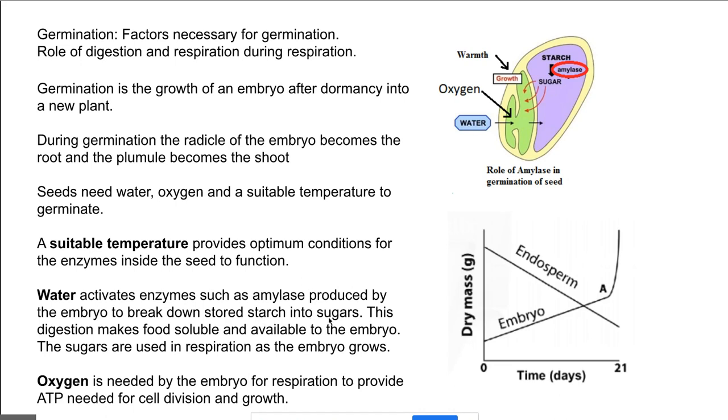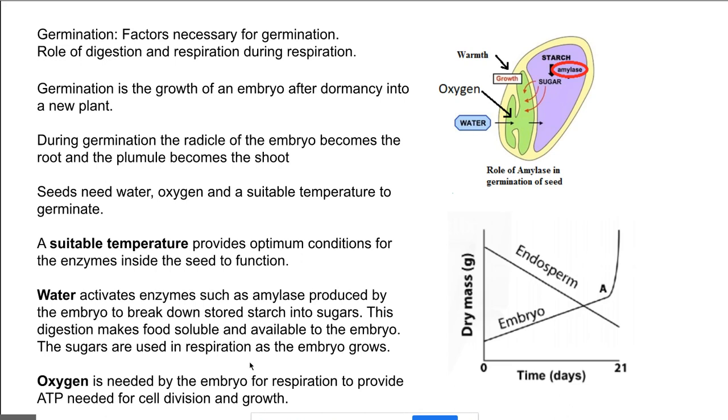Why does the starch need to be broken down? Okay, you need to produce soluble sugars that can move from one location in the seed over to the embryo, and the embryo needs to respire them. The sugars are used in respiration as the embryo grows. Oxygen is needed by the embryo for respiration to provide ATP needed for cell division and growth. So aerobic respiration is happening here.